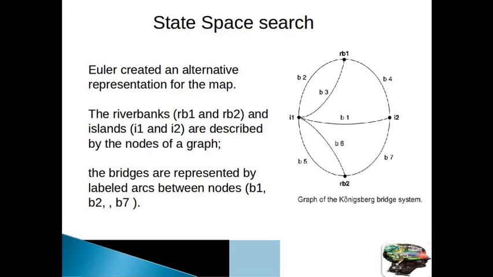As the problem is analyzed, this information is very important. The river banks RB1 and RB2 and islands I1 and I2 are described by the nodes of the graph. The bridges are represented by labeled arcs between B1, B2 up to B7.